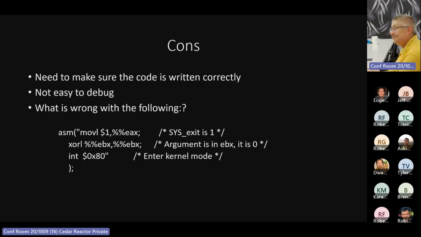It clobbers EBX and doesn't say that it's clobbering EBX. It also clobbers EAX and doesn't say it's clobbering EAX. Another thing is int 80 might have the effect of clobbering some other register. You'd have to actually read the kernel documentation to find out.